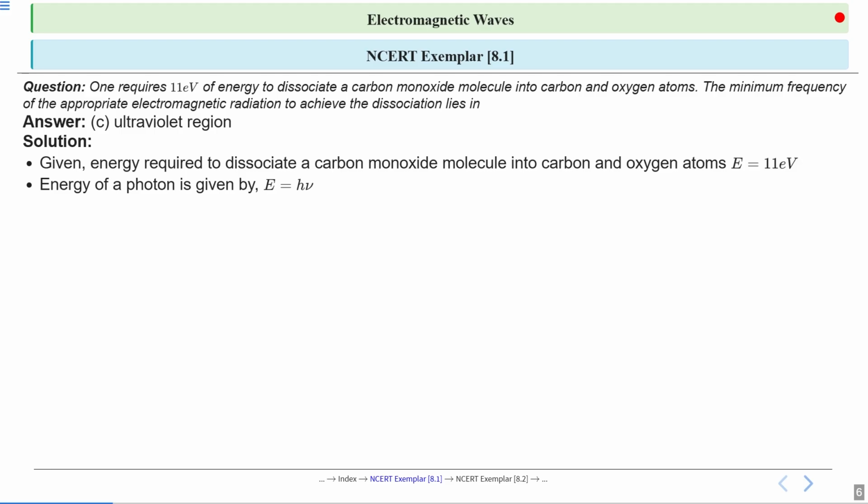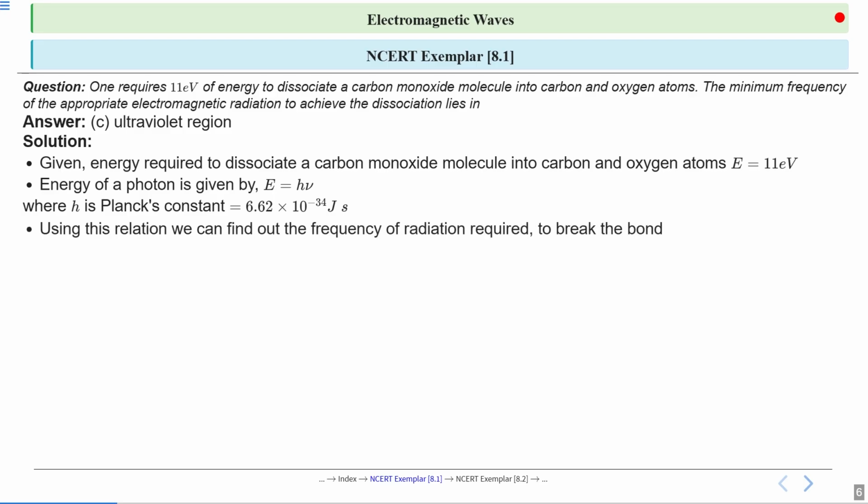So energy of one photon associated with a particular electromagnetic wave is given by E equal to h nu, where nu is the frequency of that electromagnetic wave for which we are calculating the photon energy, and h is the Planck's constant, the value of which is 6.62 into 10 to the power minus 34 joule second.